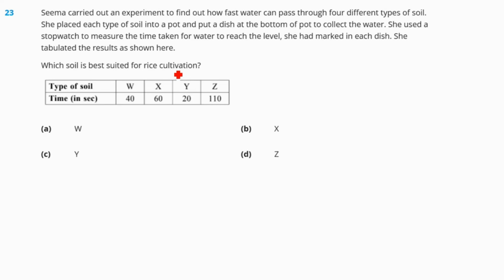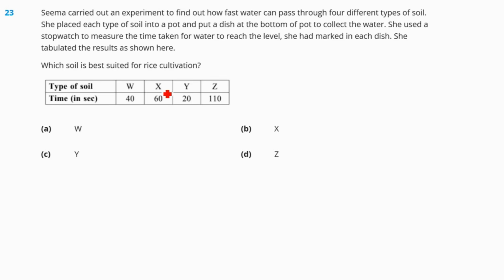Loamy soil is the best. Here we can see a stopwatch to measure the time taken for the water to reach the level. W is taking the shortest time to reach that level, then X, then Y, and then Z. We know loamy soil is the mixture of all types of soil. In loamy soil, you can find sand, clay, silt, and the topsoil also. Everything is there.